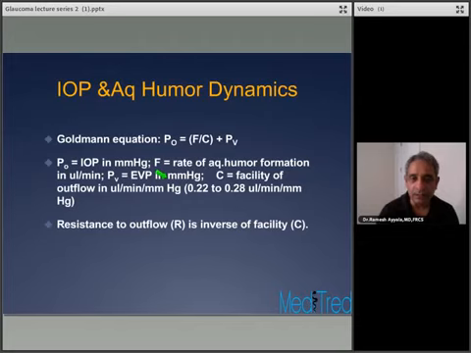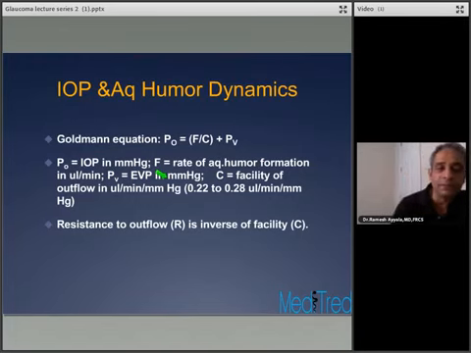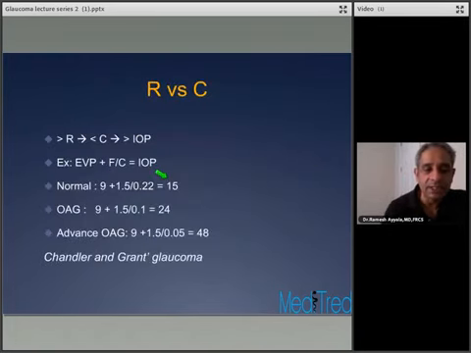And usually the number that is quoted for C, the facility of outflow, is 0.22 to 0.28 microliters per minute per millimeter of mercury. And R, the resistance to the outflow, is inversely related to the facility of outflow. As you can imagine, resistance is inversely related to the facility of outflow. It's important for you to understand this equation, to understand how the resistance works.